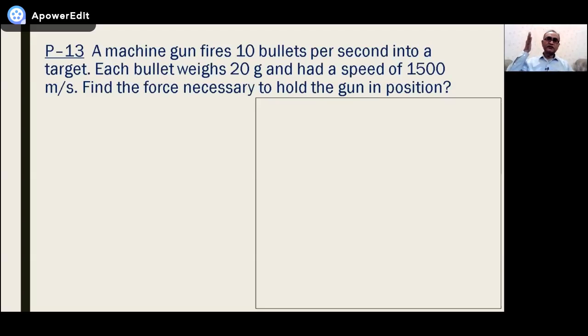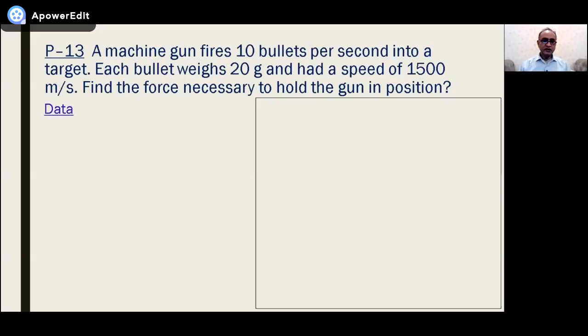Since the bullets are moving in the forward direction, the machine gun will apply some force in the backward direction. So you need some force to hold the machine gun in a position. So we have to find that, right? So this force is equal to the momentum of the bullets, because bullets are going in the forward direction. Momentum of the bullet means the mass of the bullet times the velocity of the bullet. All right. So let's see.